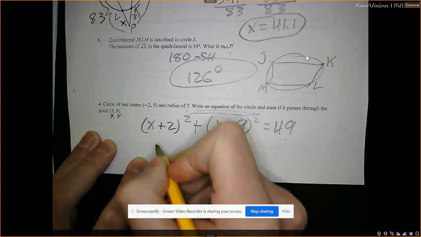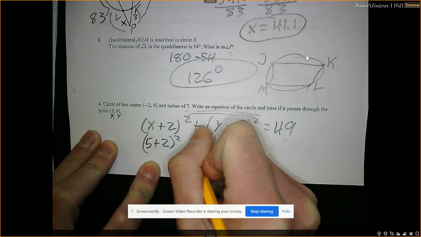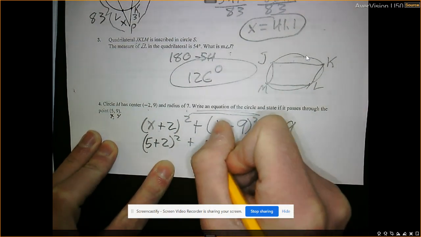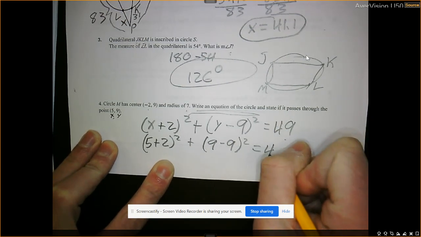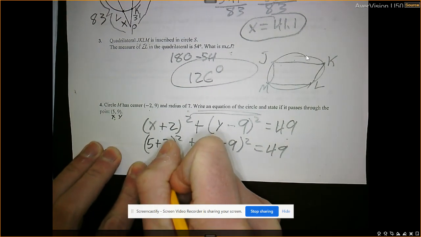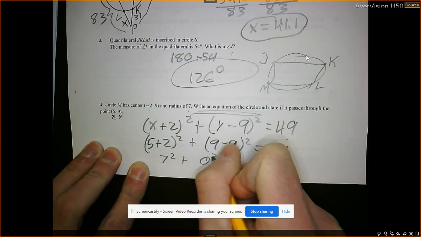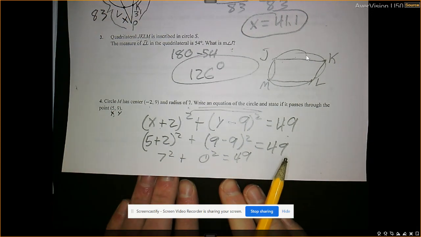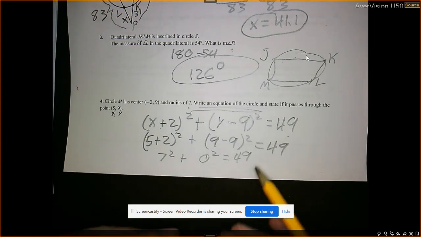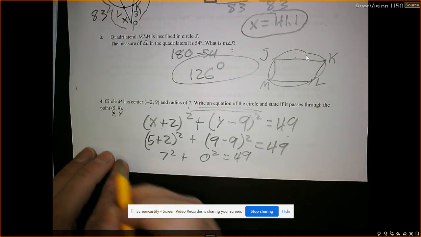Okay, so if this is our x, we're plugging that in for x. We have 5 plus 2 squared plus, and then we're plugging in the 9 for y. So 9 minus 9 squared equals 49. Okay, well, 5 plus 2 is 7, so we get 7 squared, plus 9 minus 9 is 0, so 0 squared equals 49. Okay, and we want to see if we are left with a true statement, then yes, it passes through that point. If we're left with like 48 equals 49, well, no, 48 does not equal 49, so it would be a no.